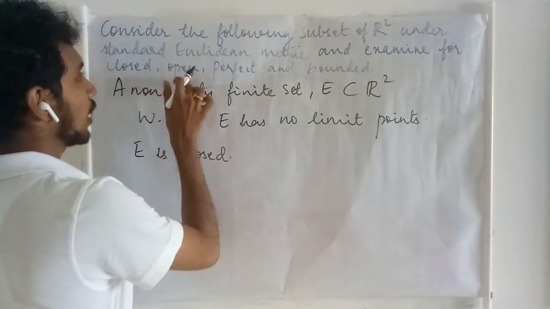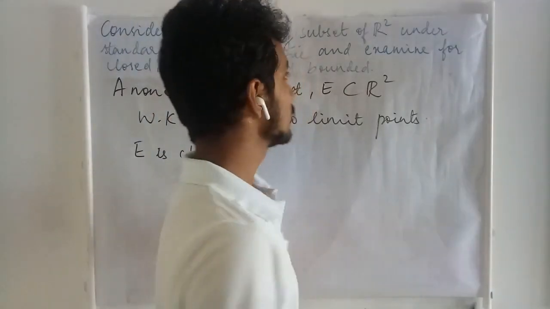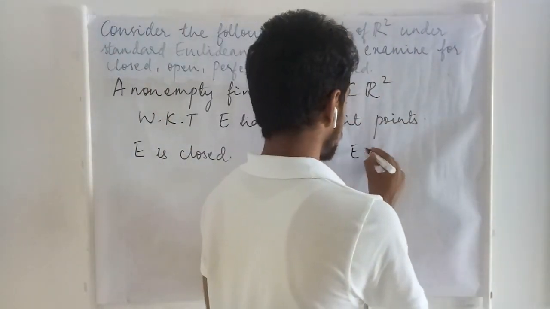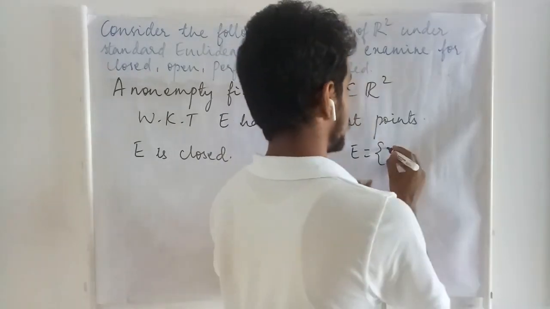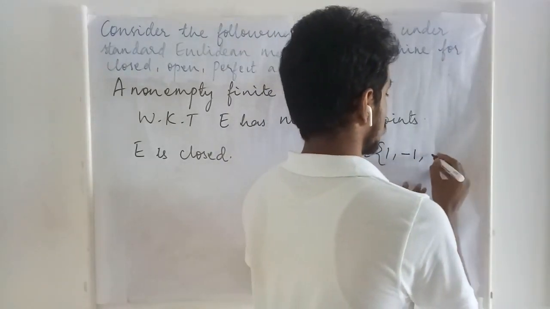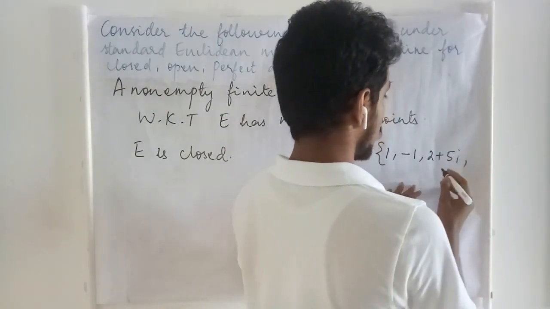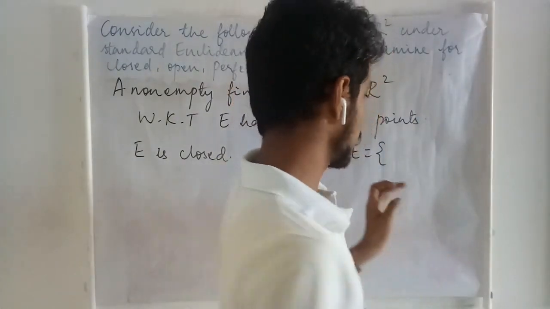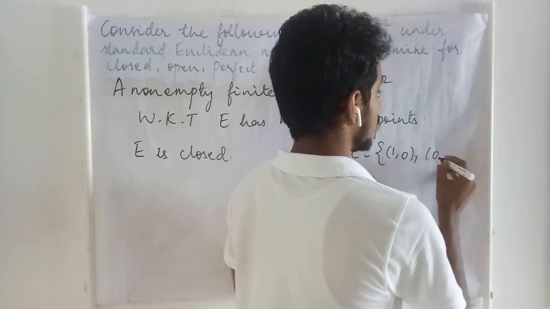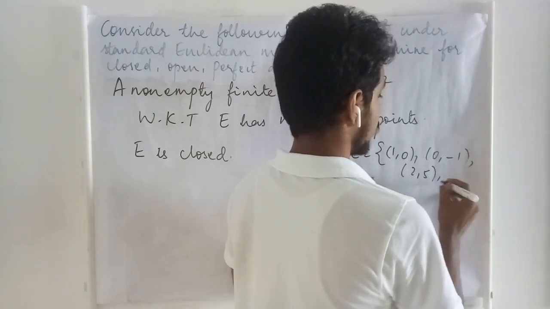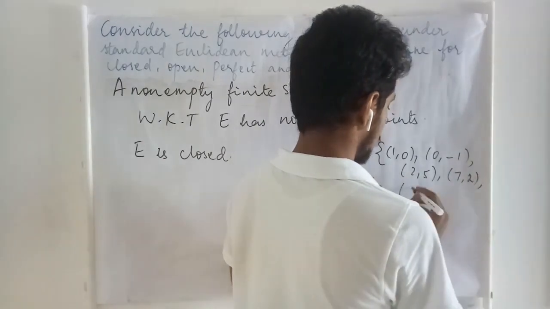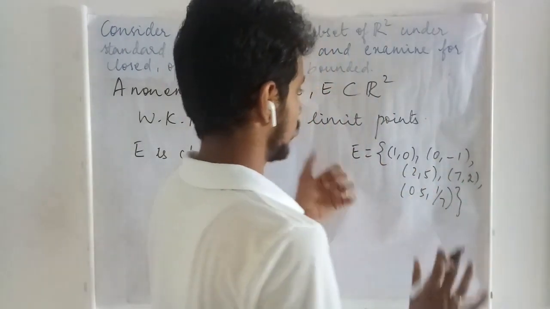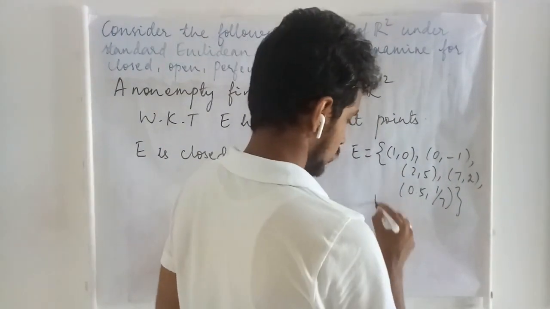And we have to check whether this is open or not. Since it is given to be some non-empty finite set, this E may consist, for example, of some arbitrary points. Since these are all subsets of R2, let me write these as (1, 0), (0, -1), (2, 5), (7, 2), or (0.5, 1/7). These are some arbitrary finite set.